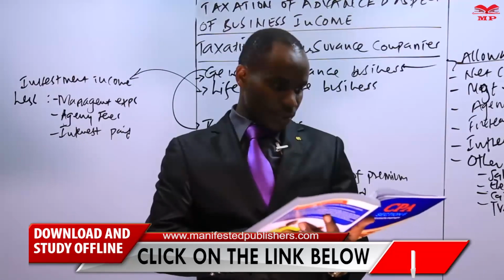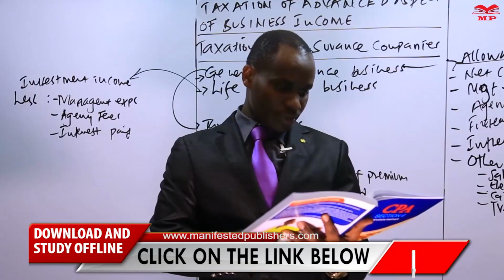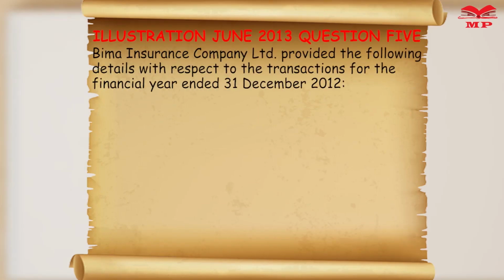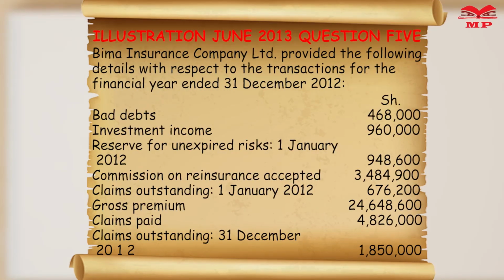better. The question that we are going to consider is from our past paper, that is June 2013, and the question is number 5. So it is about Bima Insurance Company Limited. The question reads like this: Bima Insurance Company Limited provided the following details with respect to the transactions for the financial year ended 1st December 2012.